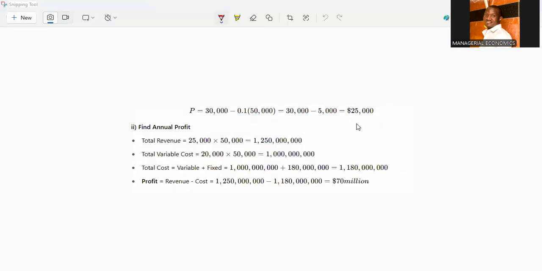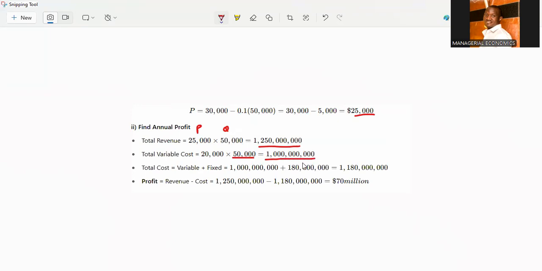Since we found our price as 25,000, now total revenue is what? Price times quantity. The price was 25,000, the quantity was 50,000. So we multiply that, we're going to get 1.2 billion. The variable cost was what? 20,000 Q. So where there's Q, you put 50,000, so we get what?